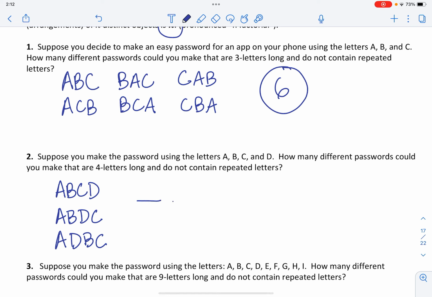So if I think about it as 4 objects, and I'm going to fill in each one. My first one, I have 4 choices. I could use A, B, C, or D. Right, so that's the number of choices there.